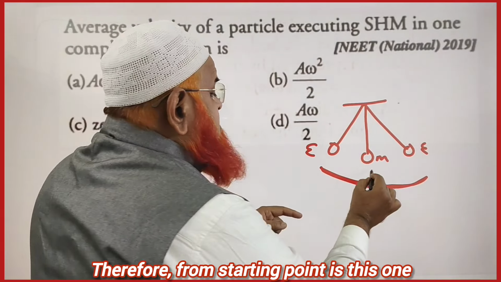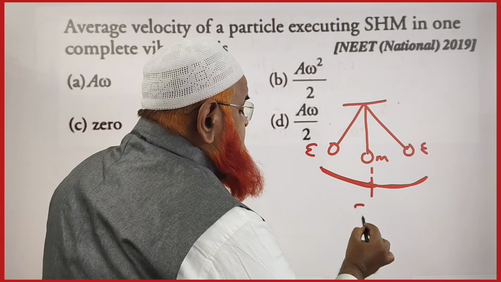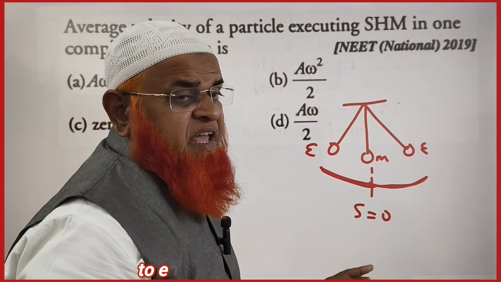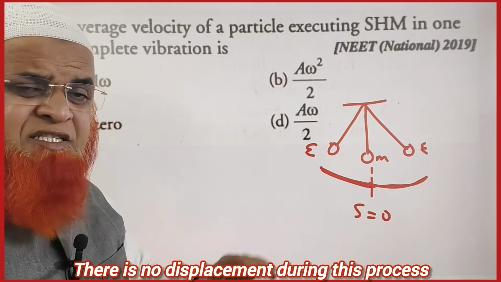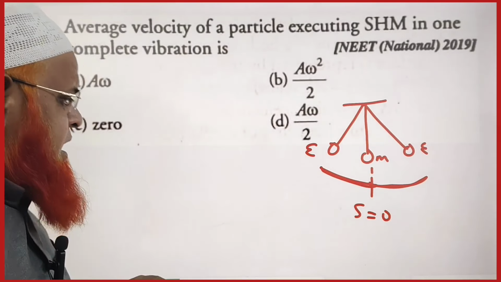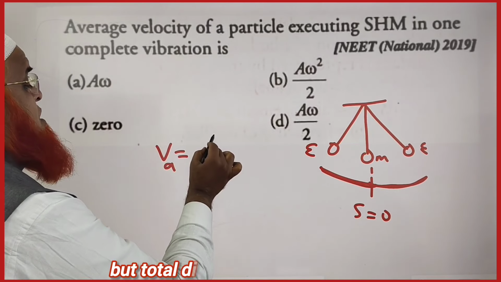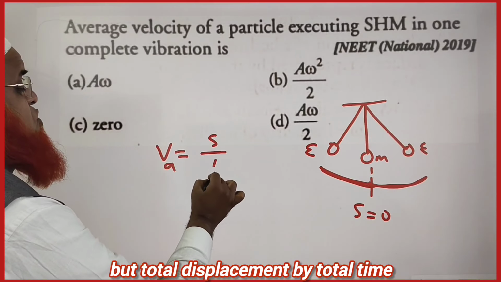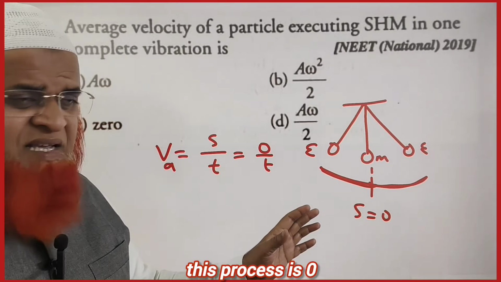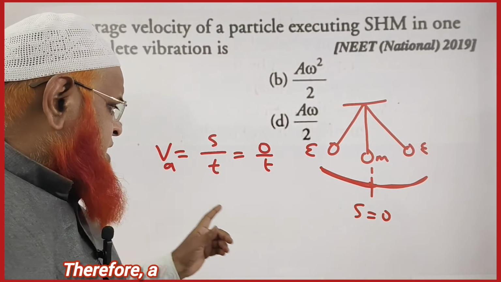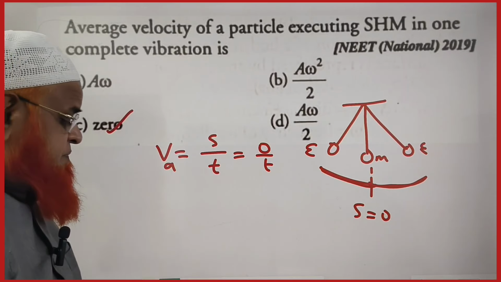Therefore, the starting point is this one and the ending point is also the same. The displacement from starting to ending is nothing but zero. There is no displacement during this process. The average velocity is nothing but total displacement by total time. Since the total displacement during this process is zero, the average velocity is also going to be zero. Your answer is this one. That's it.